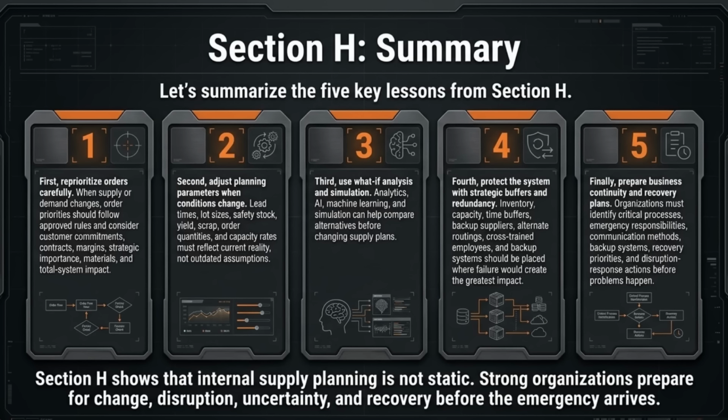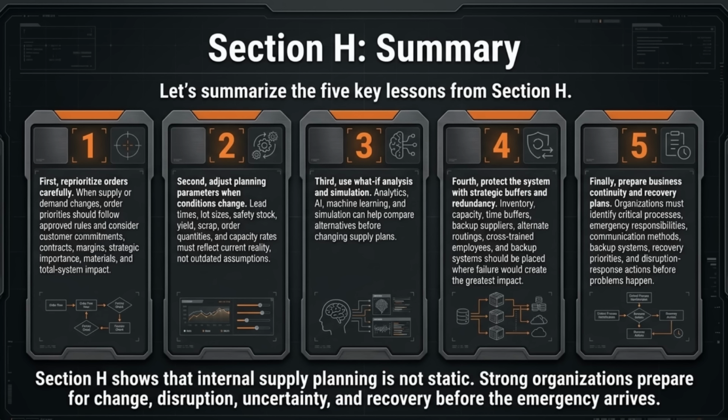Let's summarize the 5 key lessons from Section H. First, reprioritize orders carefully. When supply or demand changes, order priorities should follow approved rules and consider customer commitments, contracts, margins, strategic importance, materials, and total system impact. Second, adjust planning parameters when conditions change. Lead times, lot sizes, safety stock, yield, scrap, order quantities, and capacity rates must reflect current reality, not outdated assumptions.